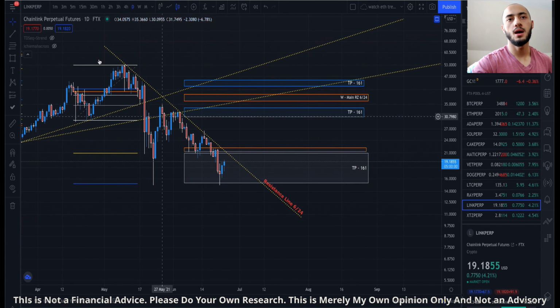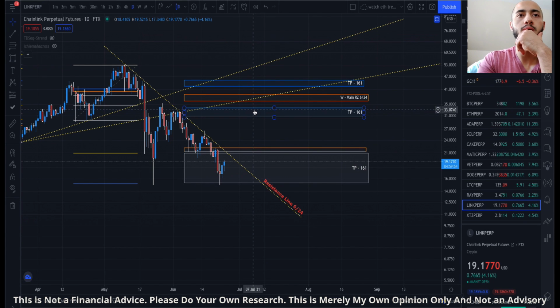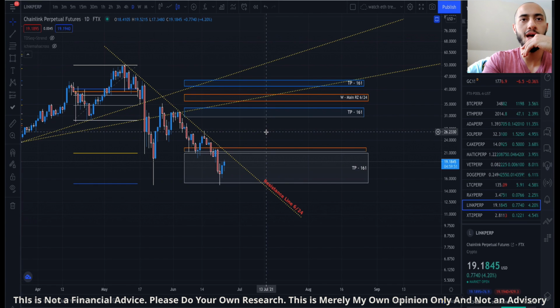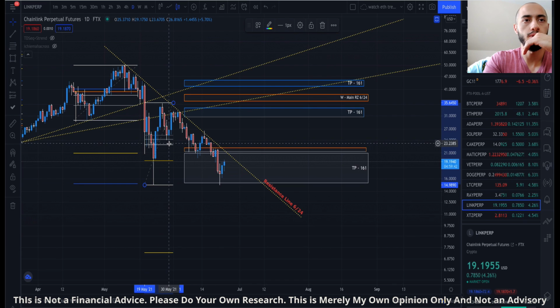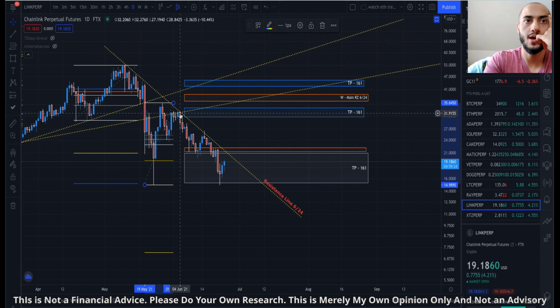So I'm saying if we break this line, then we will hit this target, the 161 resistance, and pull back to the retrace zone right here. We call it the refill zone. In this specific move, we pulled back to the retrace zone. People refilled, went back to test the trend. The resistance zone failed. Pulled back.